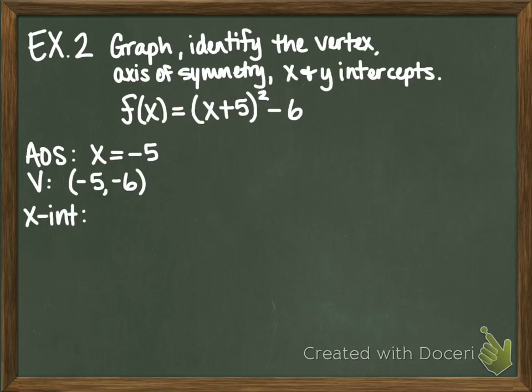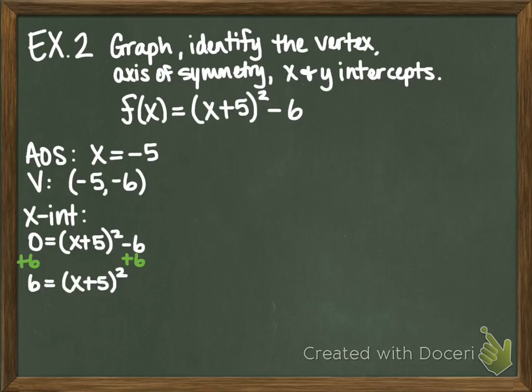Okay, then for our x-intercept, we're going to plug in 0 for y, and it's a little bit easier to solve on this one. We've got 0 equals x plus 5 all squared minus 6. So we're going to start by adding 6 to both sides. So that's going to give me 6 equals x plus 5 all squared. Well, then I need to take the square root of both sides. And remember, when you take the square root of a number, it's plus or minus the square root of that number. So plus or minus square root of 6 equals x plus 5.